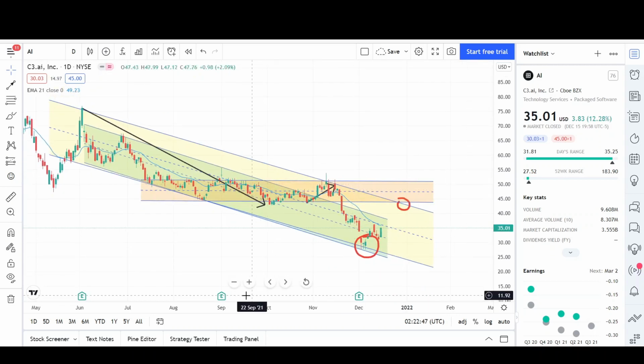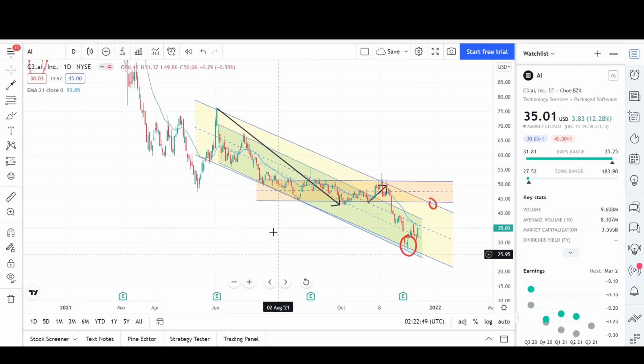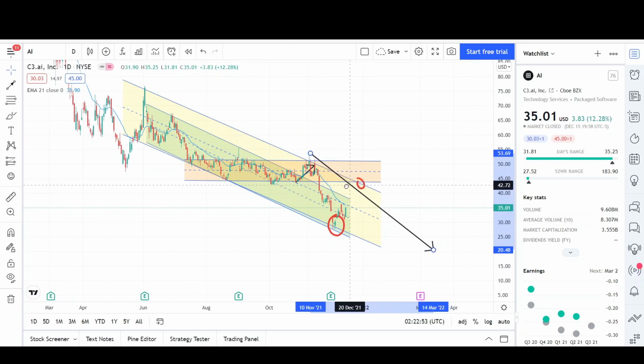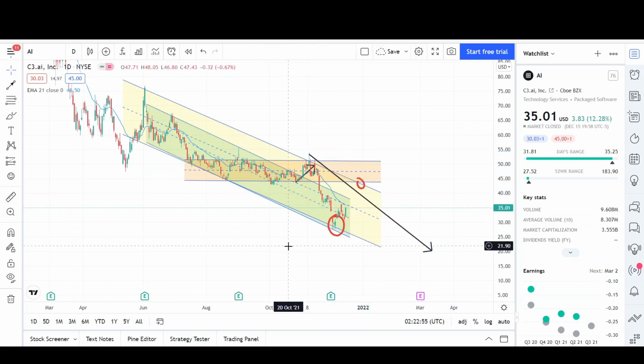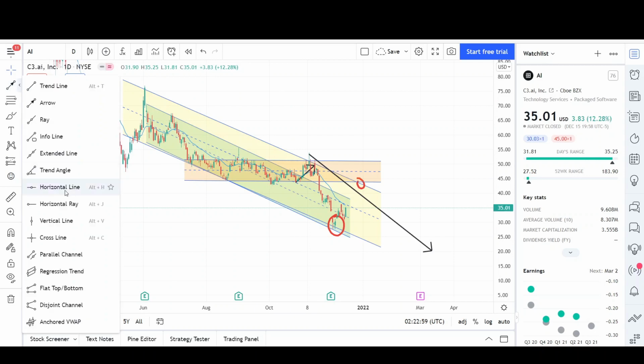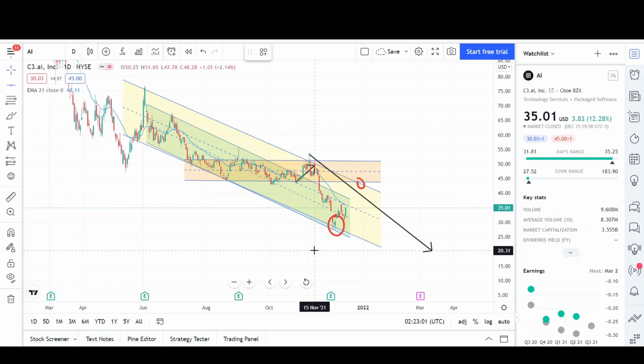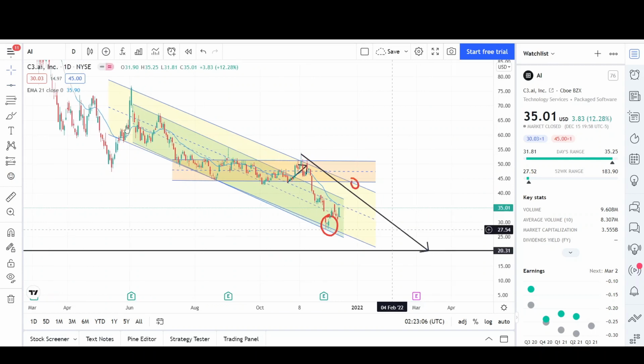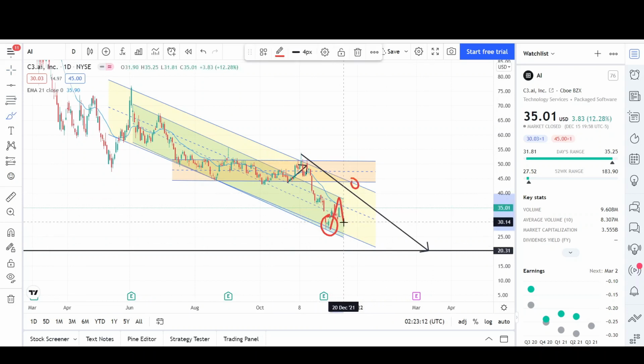So since we had that two-legged correction, that marks the center of the pattern. And if I drag this measured move down, you can see that my target for this company is at the $20 level. So that's where I expect prices to go. Does it have to get there? No, but technically it could. So that's where I'm expecting prices to go. I don't think it'll go in one move down. I think we're going to see that two-legged correction back up to the breakout level to test it.